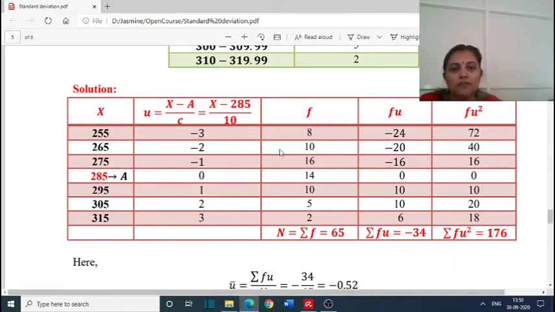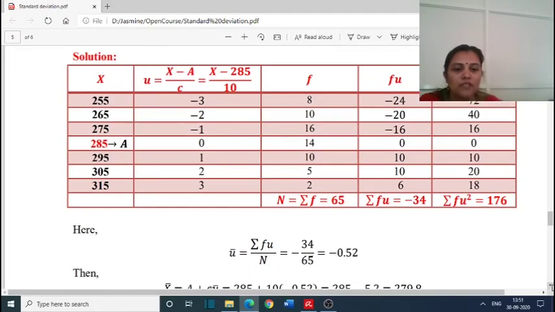f we can take from the question itself: 8, 10, 16, 14, 10, 5, 2. So n is equal to sigma f equal to 65. fu is equal to, we can multiply f and u: minus 24, minus 20, minus 16, 0, 10, 10 and 6. fu square, so we can multiply this fu once again with u. So 72, 40, 16, 0, 10, 20, 18. So we could find capital N, sigma f, which is equal to 65. Sigma fu is equal to minus 34. Sigma fu square is equal to 176.